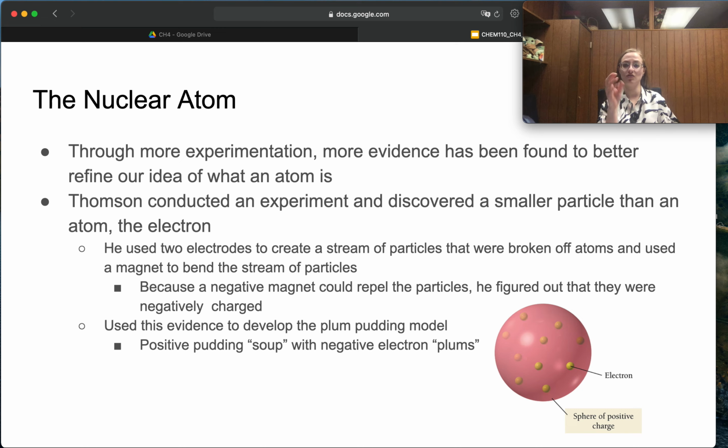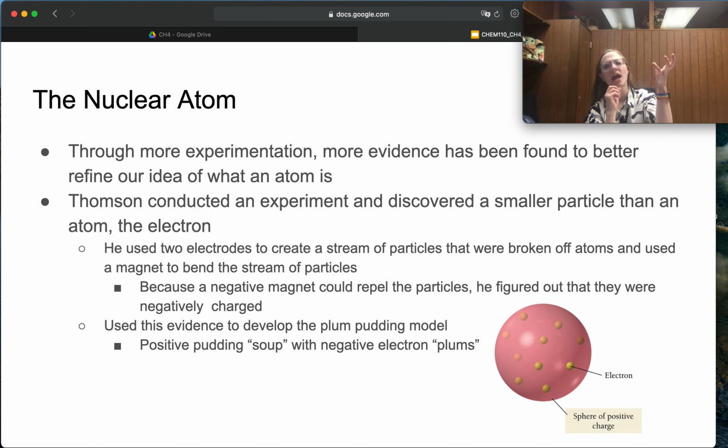So he was able to have this stream of particles. And he was able to set up that stream of particles and then bend that stream of particles. If he introduced like a negatively charged magnet, for example, he would see that those particles were being repelled by the magnet. Interesting. So basically what he discovered is that there are electrons. So there are tiny little negatively charged particles that reside within atoms. He figured out that they were negatively charged because they repelled the negative end of a magnet. And he used this evidence to change the conceptualization of an atom, right?